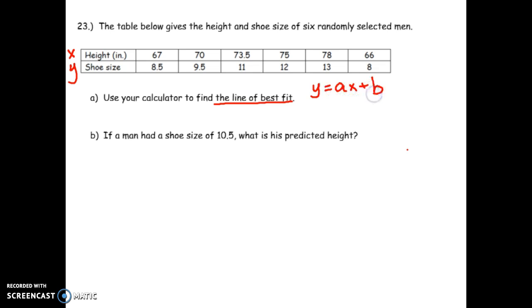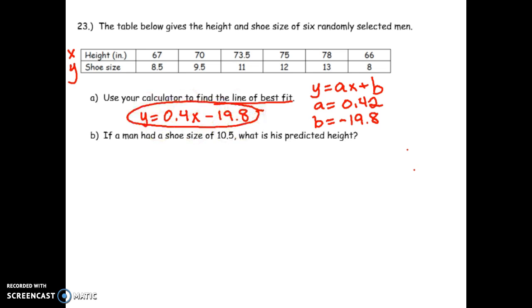In this case, when we do it, our a is actually equal to 0.42 and our b is going to be equal to negative 19.8. Okay, so the line of best fit would be y is equal to 0.42, or 0.4, we're rounding to the nearest tenth, 0.4x minus 19.8. Okay, so that's the equation.